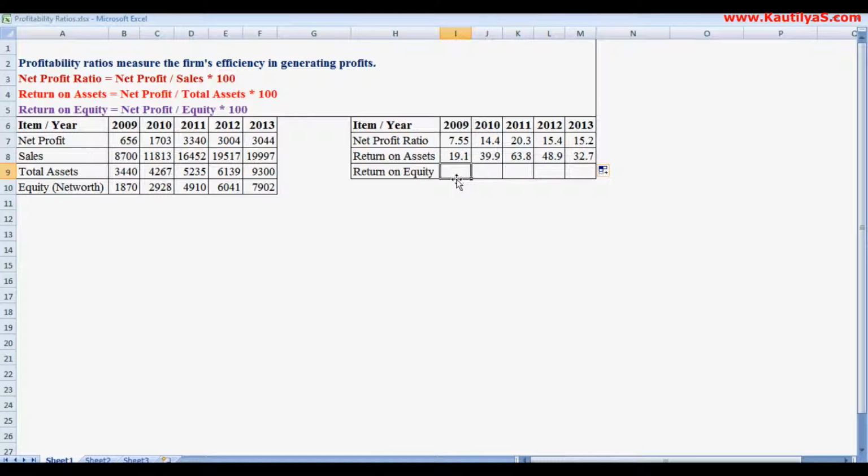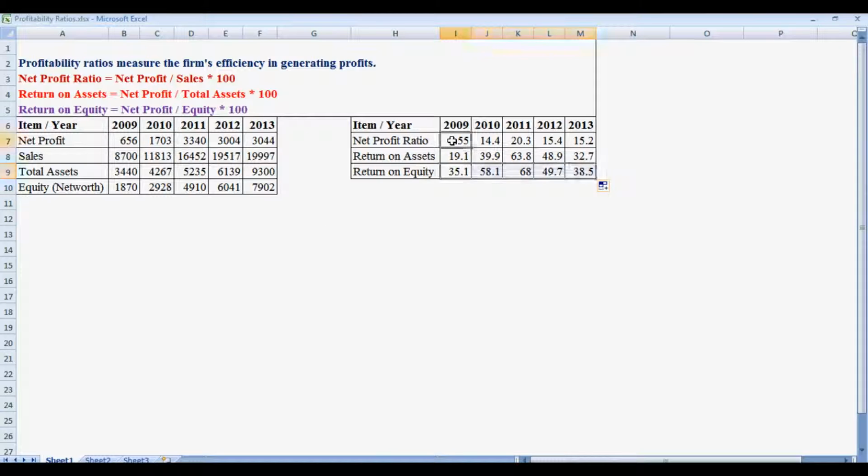And finally, return on equity. Return on equity equals net profit divided by equity into 100. So this equals net profit divided by equity, which is net worth, which means paid up share capital plus reserves and surpluses if any, into 100. That's how we calculate all the profitability ratios.